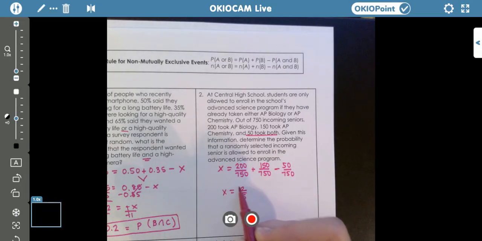Now, unless they tell you differently, you are welcome to leave it as a fraction, unless it tells you decimal form, percent form, or if you're doing something that it's asking you to round.